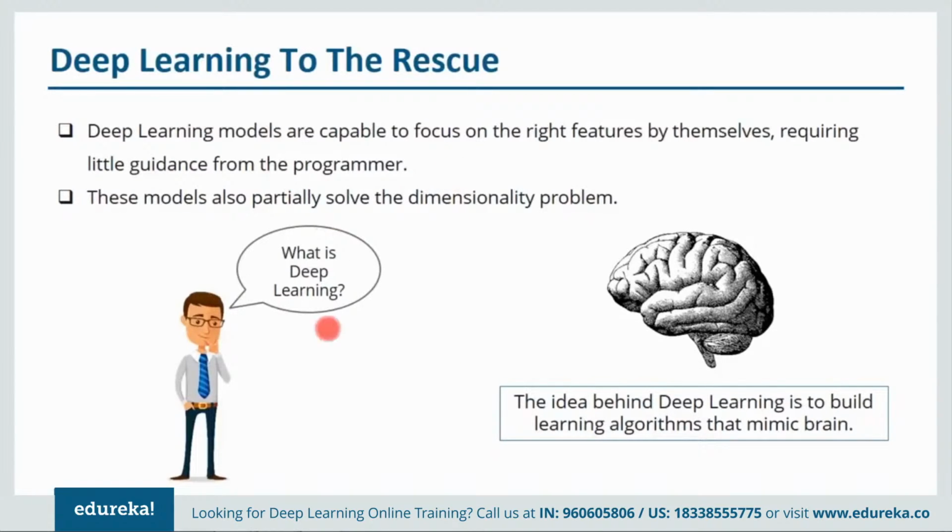Now, what exactly is deep learning? Since we know that it has evolved from machine learning, and machine learning is a subset of artificial intelligence, and the idea behind artificial intelligence is to imitate human behavior, the same idea applies to deep learning: to build learning algorithms that can mimic the brain. Now let us move forward and understand what exactly deep learning is.